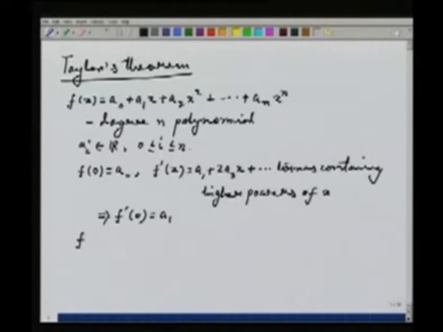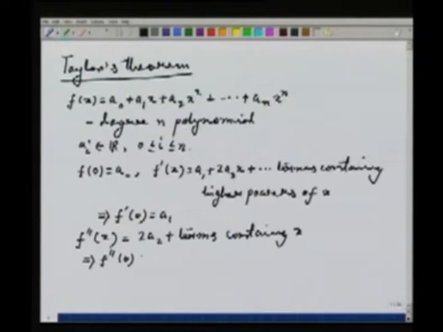Similarly, I can see that f double prime of x, which certainly exists, is twice a2 plus terms containing x. This would then imply that f double prime of 0 is twice a2, which then implies that a2 is f double prime of 0 divided by 2.